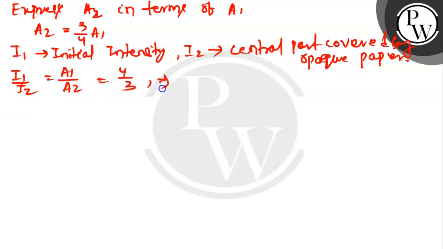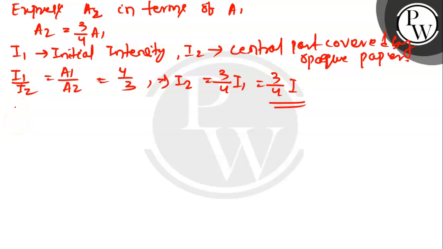So here I2 is equals to 3 by 4 I1. So it will be 3 by 4 I. Okay. Therefore, the new intensity is 3 by 4 I. The intensity decreased as some light rays were blocked by the opaque paper.